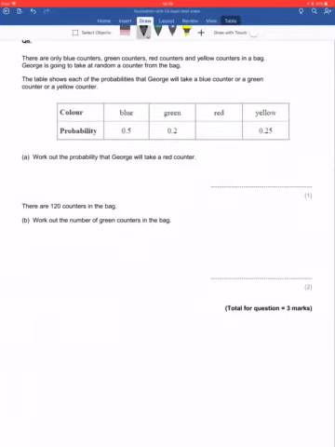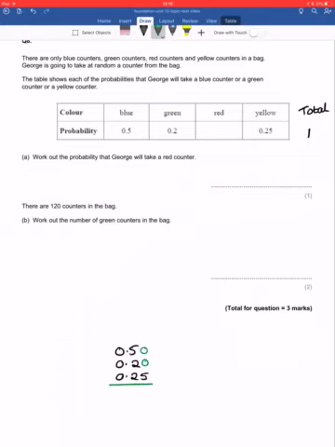Question: there are only blue counters, green counters, red counters and yellows in a bag. George is going to take a counter at random. We know that the total must add up to 1. So 0.5 plus 0.2 plus 0.25. Remember, put in the zeros.